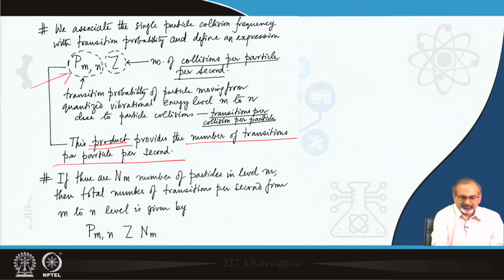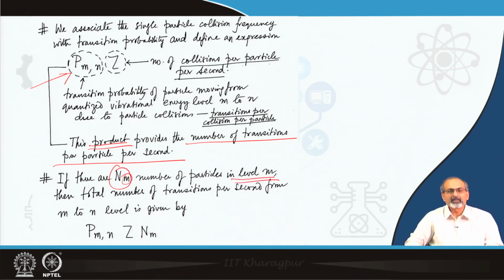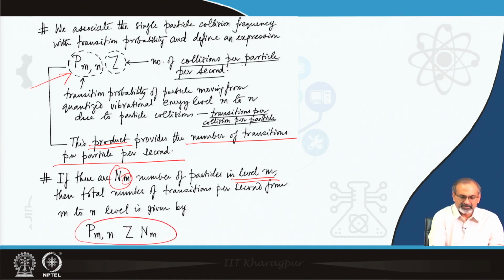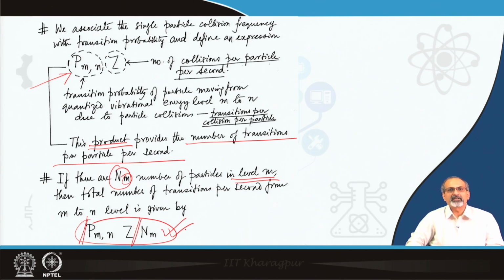Now, if we have n m number of particles in level m, we are putting the subscript m to specify a certain energy level, then the total number of transitions per second from m to n level is given by a product like this. We already had a product of P and Z. Now, we have multiplied the number of particles which are available at a particular energy level. So, by level we of course always imply energy level.